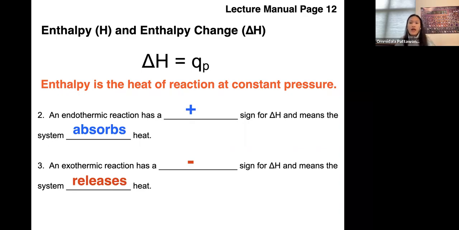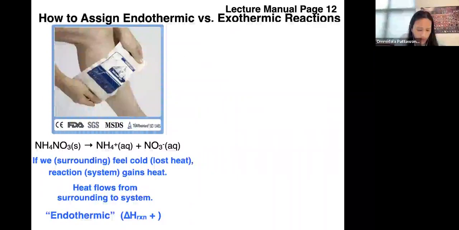Okay, so again, let me recap. At constant pressure, the enthalpy of reaction is equal to the heat of the reaction, how much heat is involved within that reaction. All right, that's how to assign endothermic versus exothermic reactions.